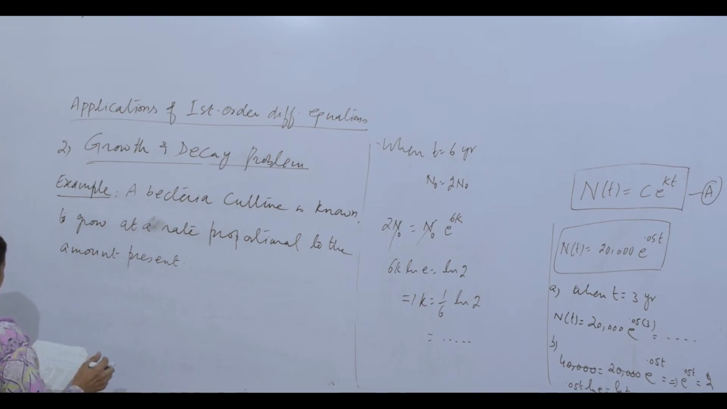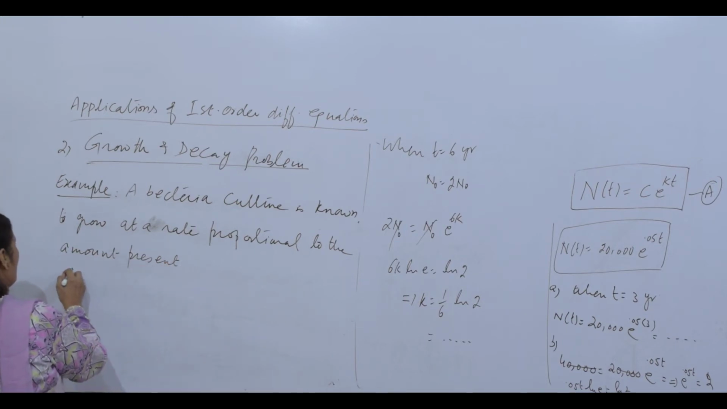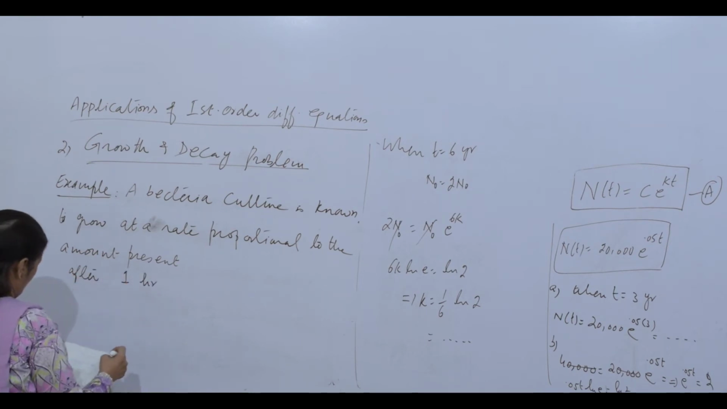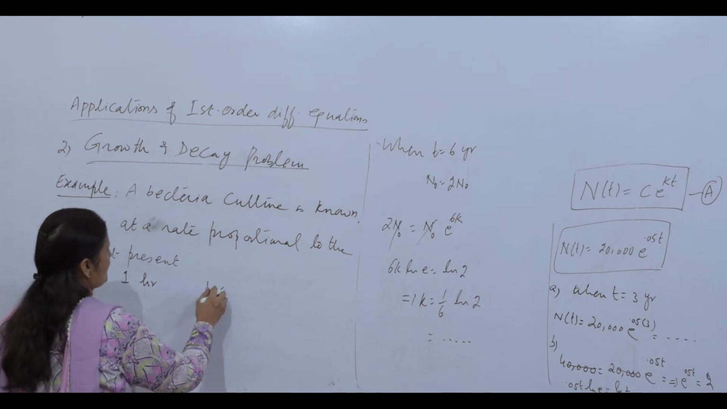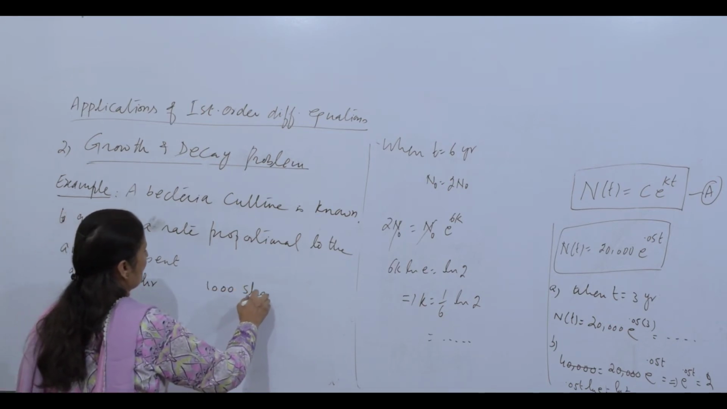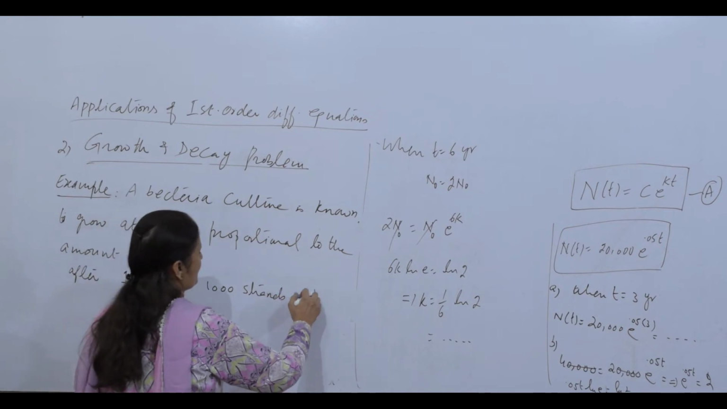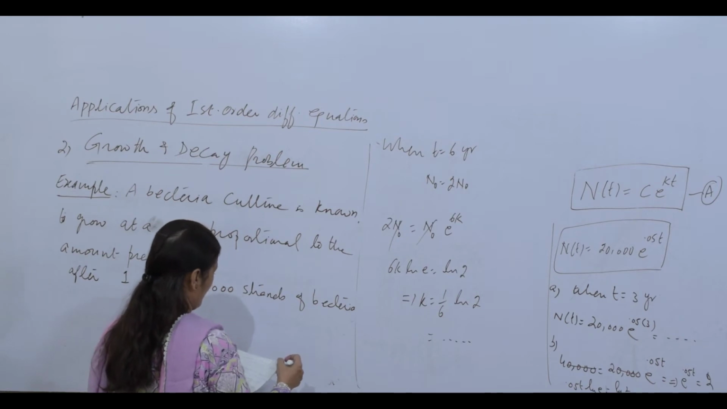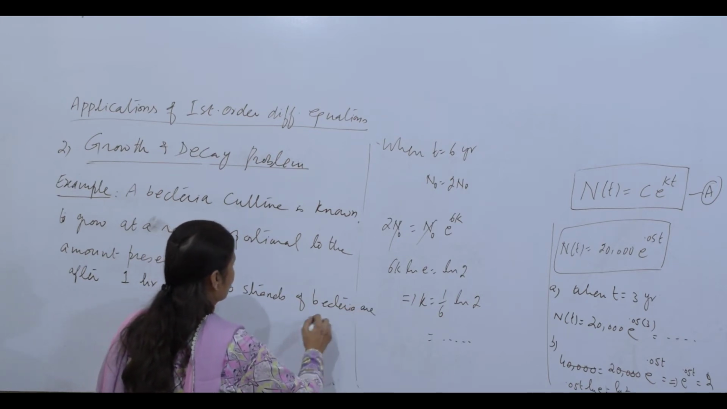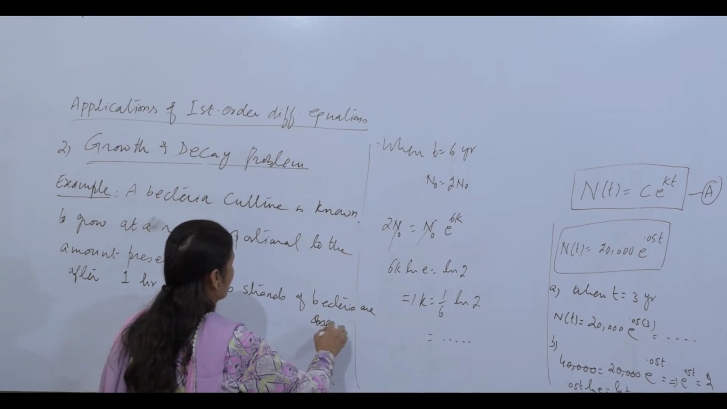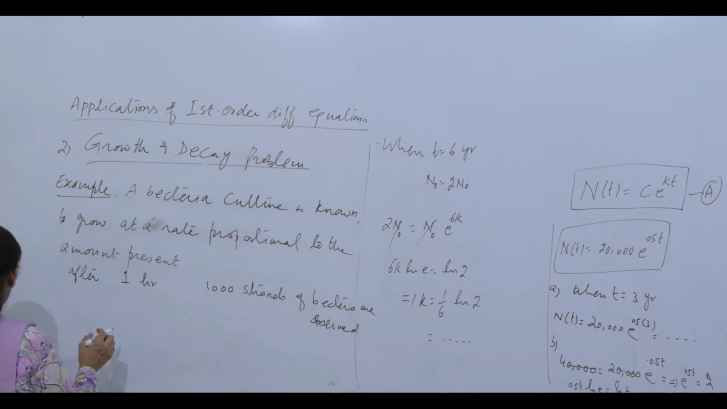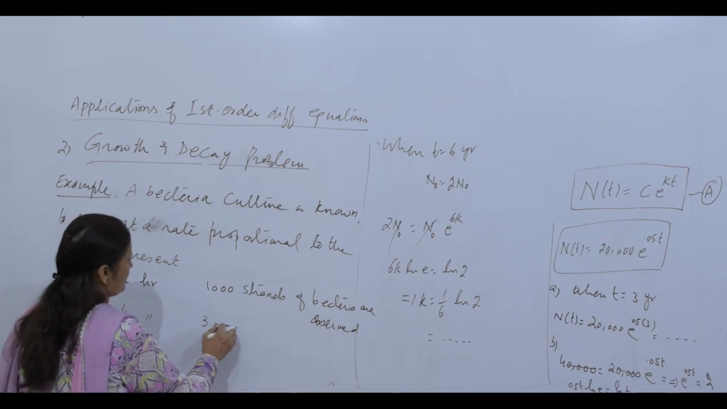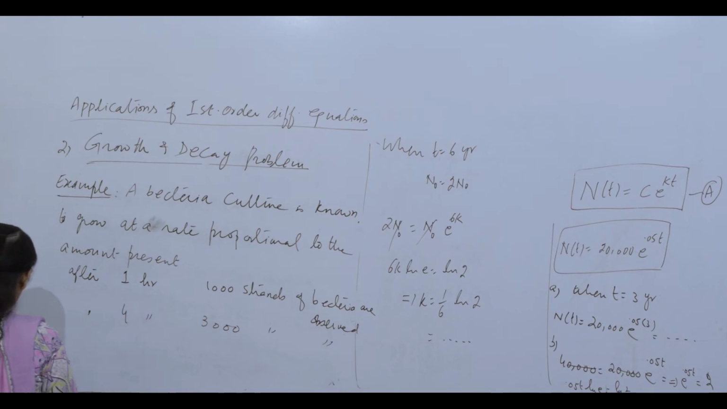If after 1 hour 1000 strands of bacteria are observed, and after 4 hours 3000. After 4 hours, 3000 strands of bacteria.